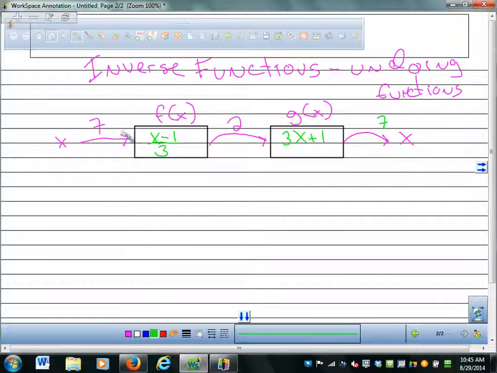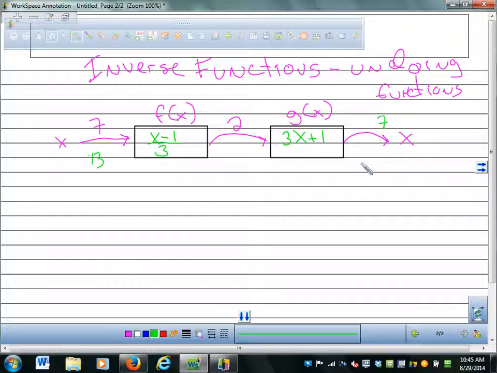So let's try another number. If I take, I don't know, 11, no, 11 doesn't divide nicely, but I think it would work. Let's find a number that's going to divide by 3. How about 13? If I plug in 13, minus 1 gives you 12, and I get out 4. If I take 4 in here, 3 times 4 is 12, plus 1 gives you out 13. Okay, so that's the undoing function. It works in the opposite direction too.